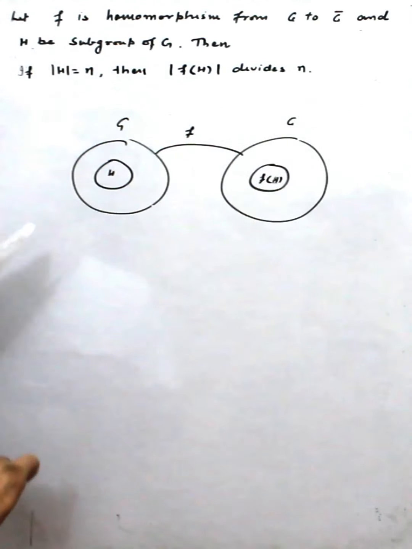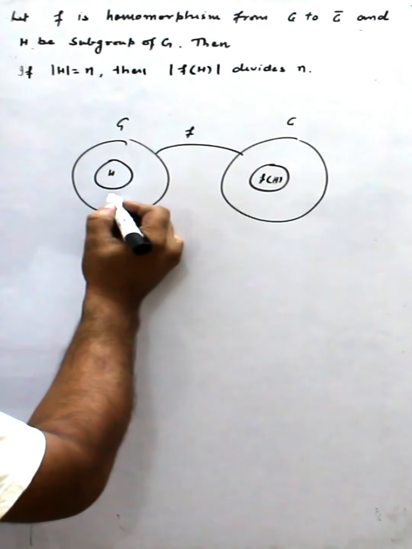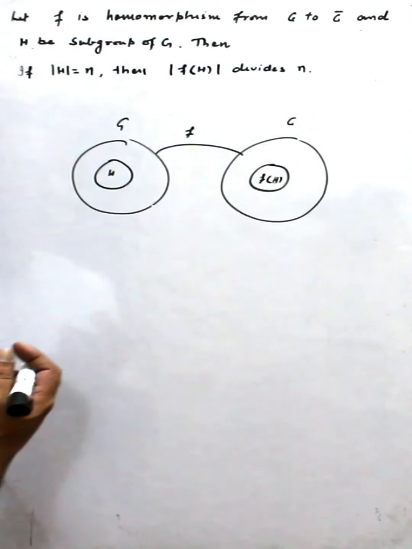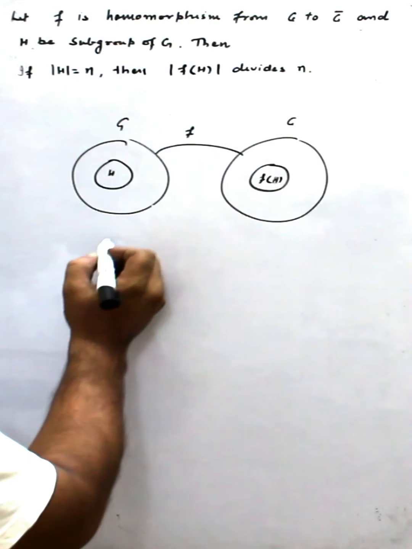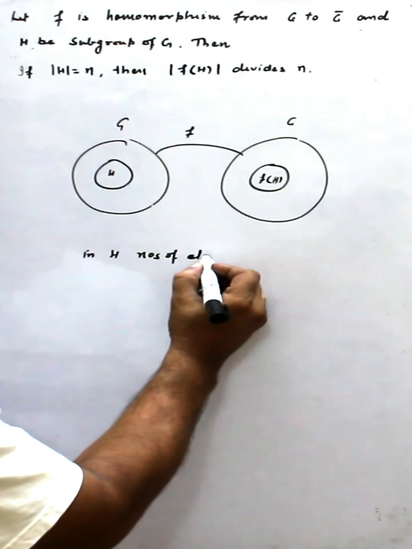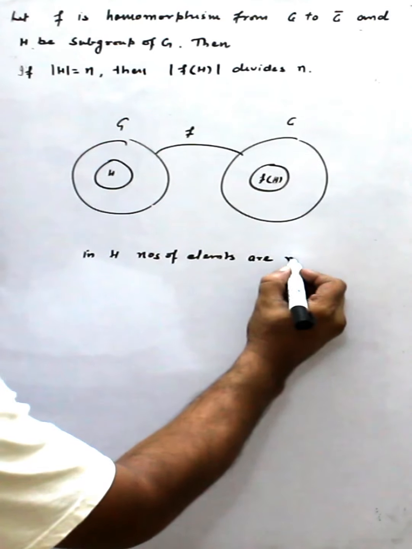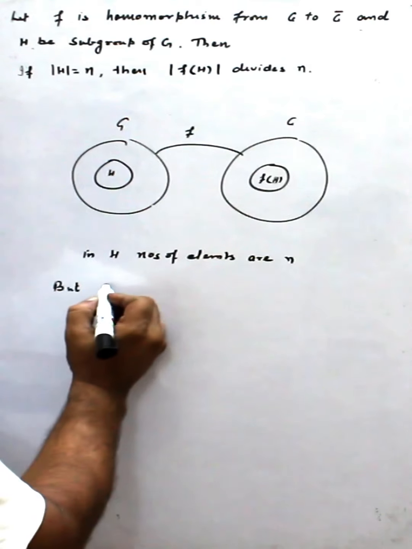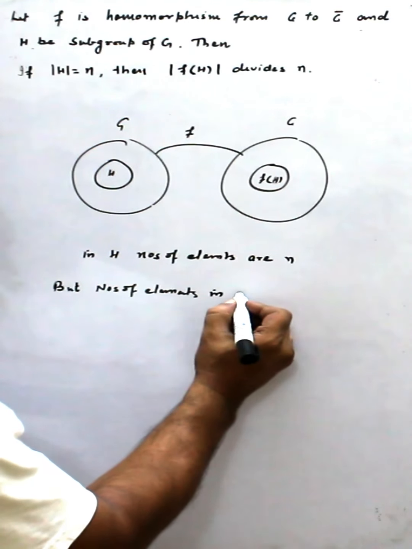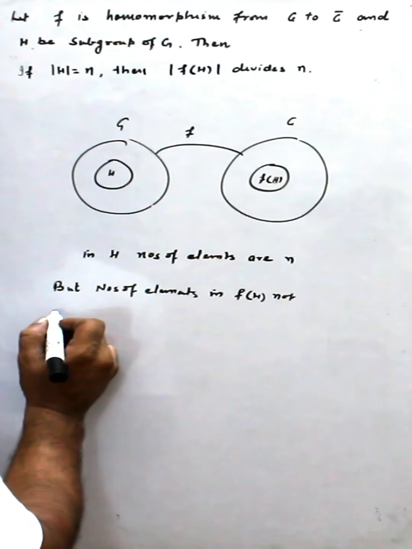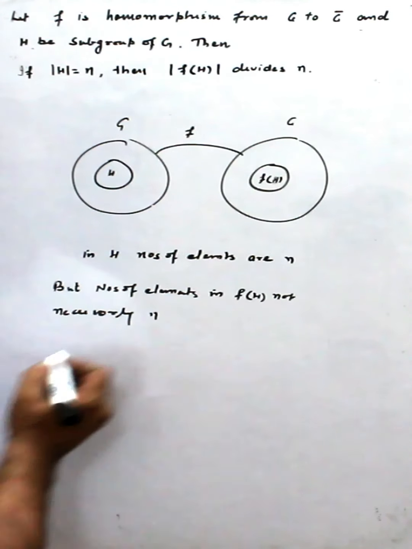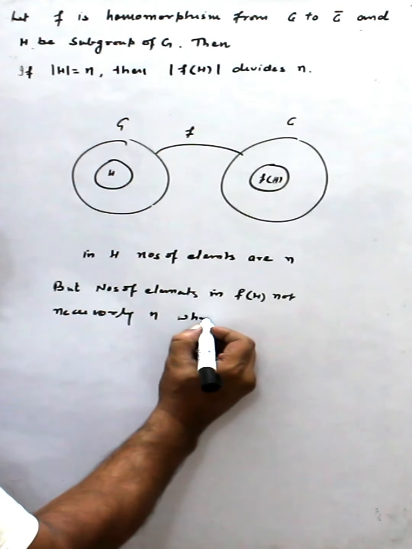Now we have to show that if there are n elements in H, then there will not certainly be n elements in F(H), maybe fewer. Why can it be fewer? Because the number of elements in H is n, but the number of elements in F(H) is not necessarily n. Why?